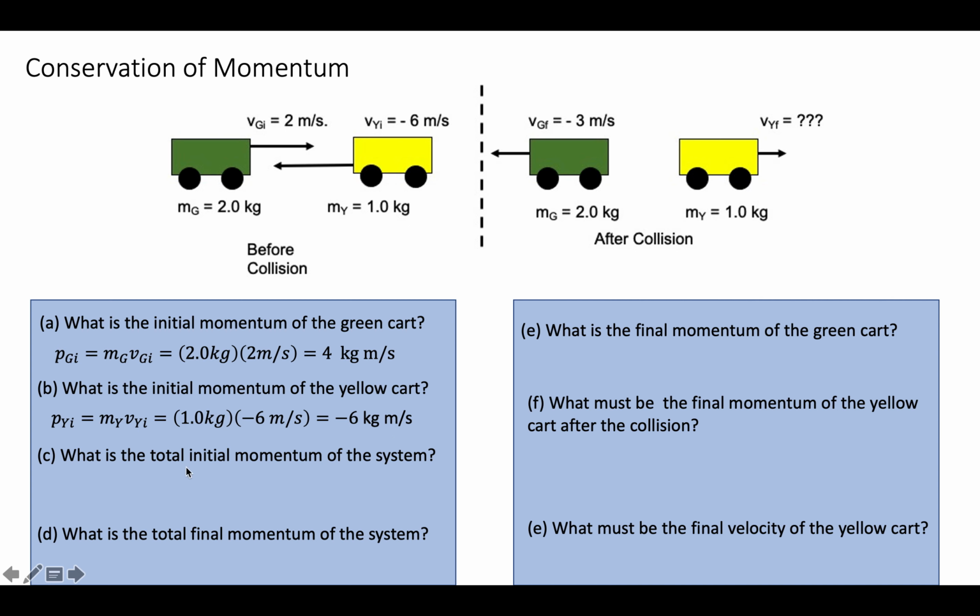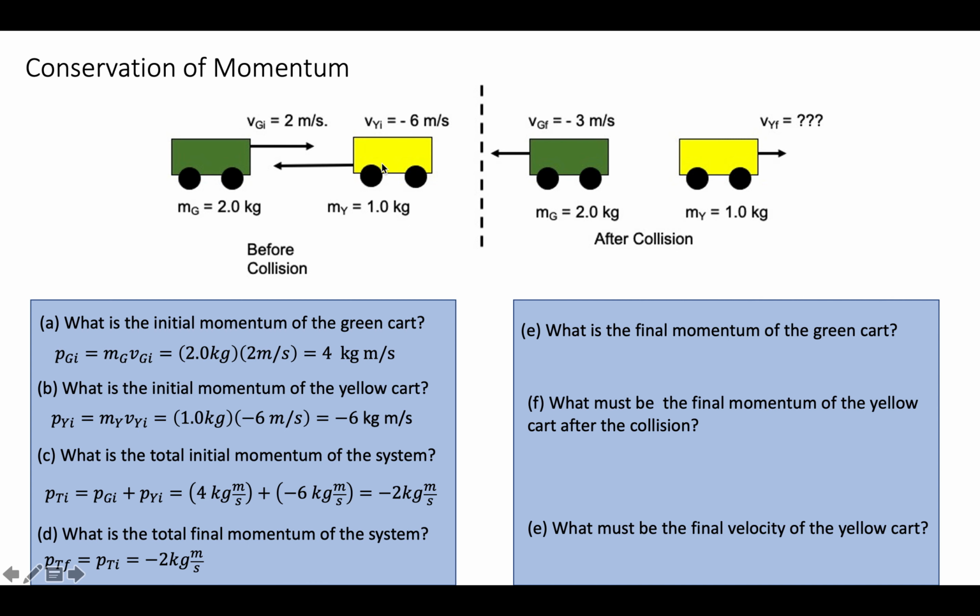The total initial momentum of the system is just the addition of these two momentums of the two carts, the green cart and the yellow cart initially. So that's 4 plus -6, which gives me -2 kilograms meters per second. So the total initial momentum of the system is negative in this case because the yellow cart actually has more momentum than the green cart and it's traveling to the left. Since momentum is conserved, we know that the total final momentum of the system has to equal the total initial momentum of the system. So we know the final momentum of the system is -2 kilograms meters per second.